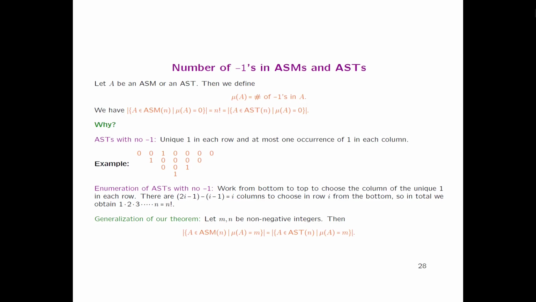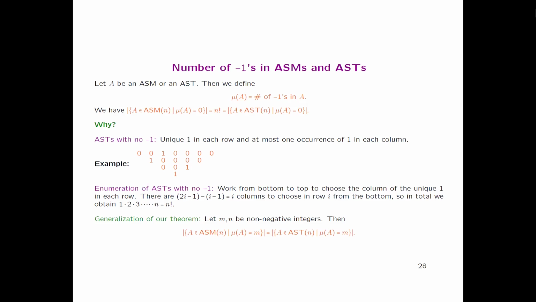In the bottom row, there needs to be a 1, because every row needs to have a 1. Then for the next row, in principle there would be 3 possibilities, but the central column we cannot use because every column needs to have at most 1. So there are 2 choices. For the next row, in principle there would be 5 choices, but 2 are already taken, so 3 choices. So altogether, you get n factorial.